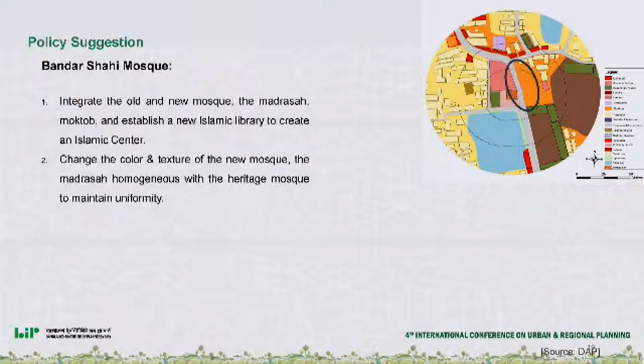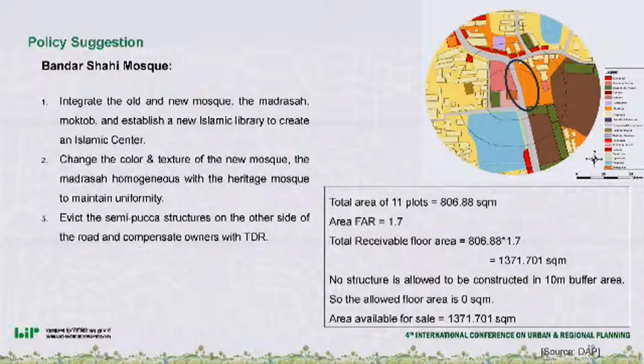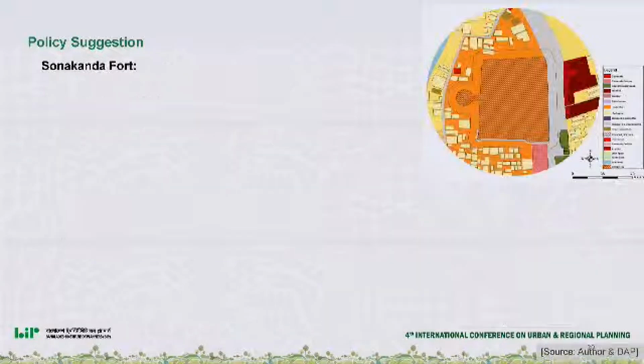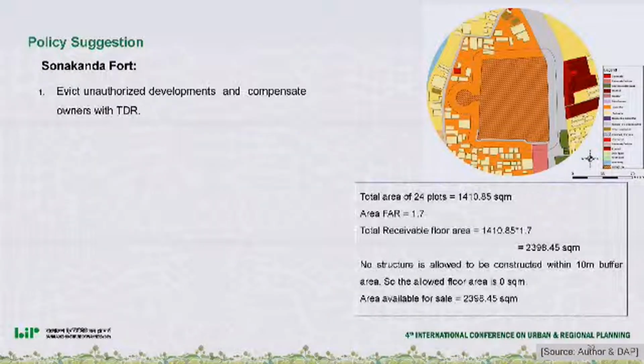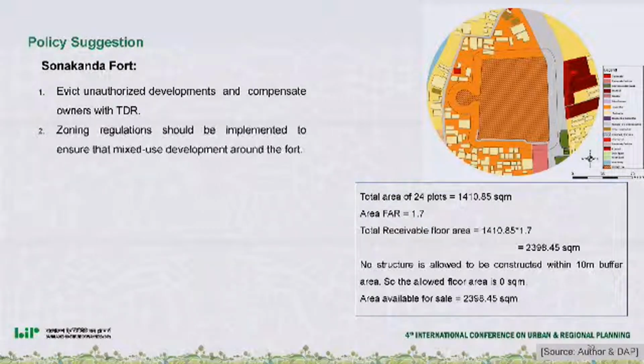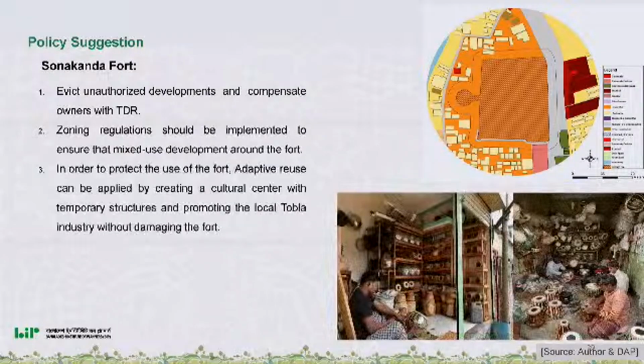Change the color and texture of the new mosque and madrasa to original mosque. And the third recommendation will be to evict the semi-pucca structures and compensate owners with TDR. Then lastly, for Shunakanda Fort, eviction of unauthorized development should be done according to TDR. And zoning regulation should be implemented ensuring mixed-use development.